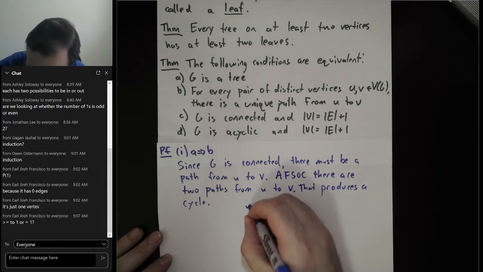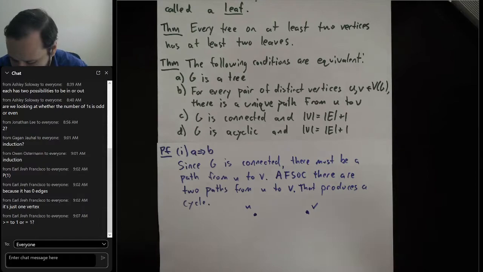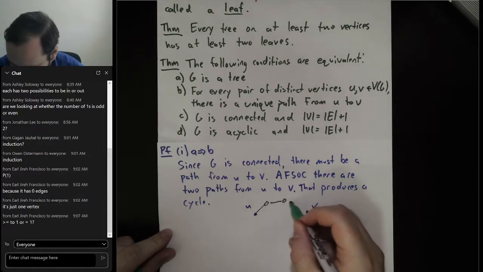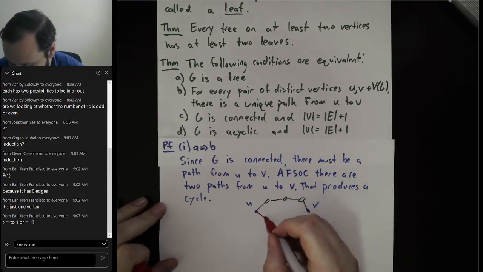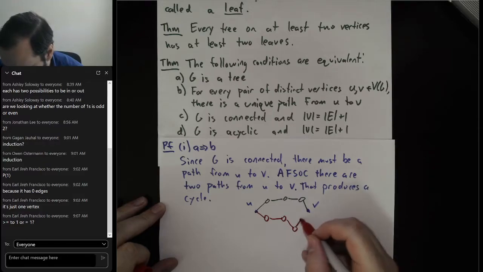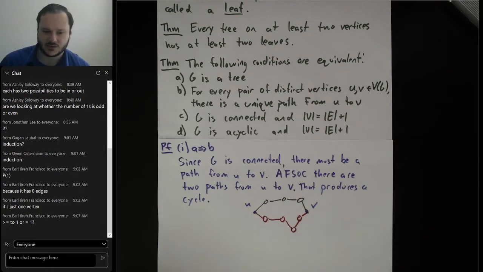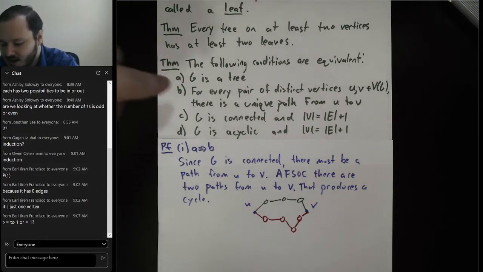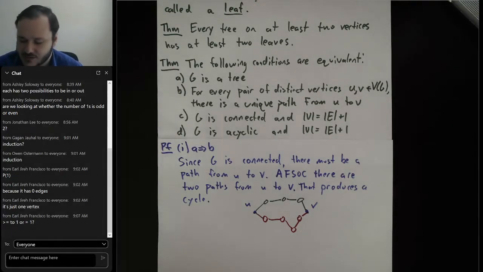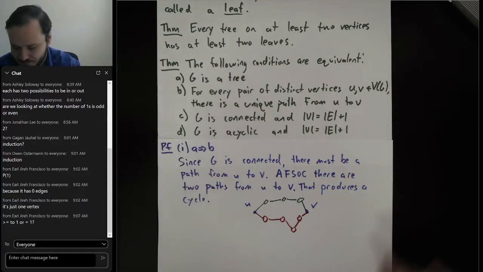So I have U, and I have V, and I have one path like that, and I have another path like this. And if I put those two paths together, I'm getting a cycle. But since I'm in a tree, I don't have a cycle. So if I'm a tree, meaning if I'm connected and acyclic, then I have a unique path between every pair of distinct vertices.